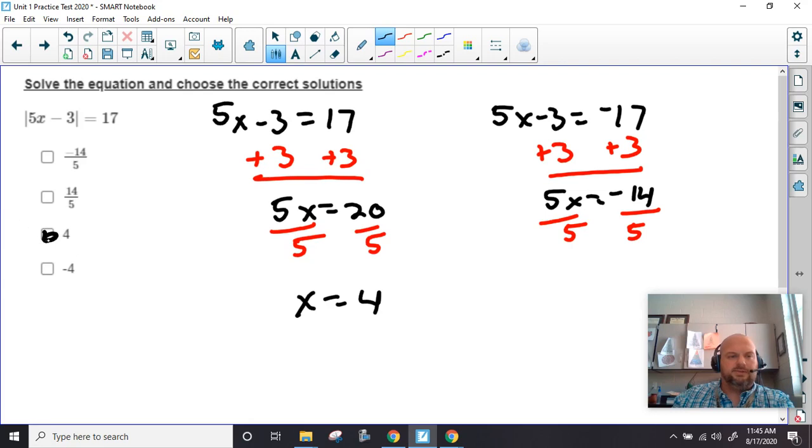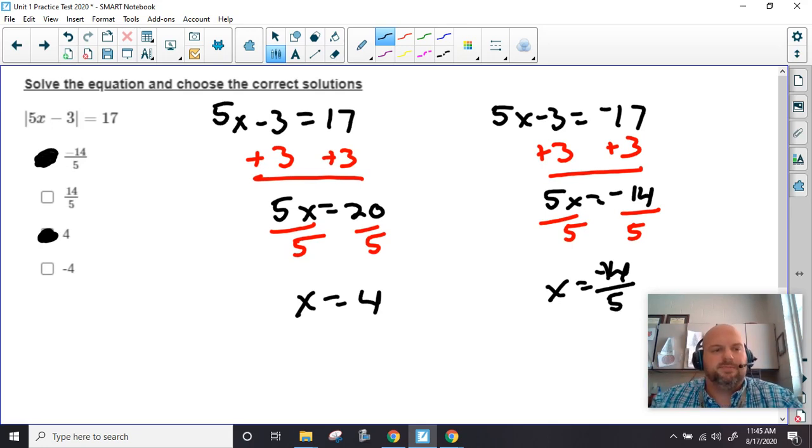Here's one of the answers. This is x equals negative 14 over 5. Aha, this is another one. Now, I do have it on the multiple choice set up to shuffle the responses. So when you took it, it may not be the same as it was for this.